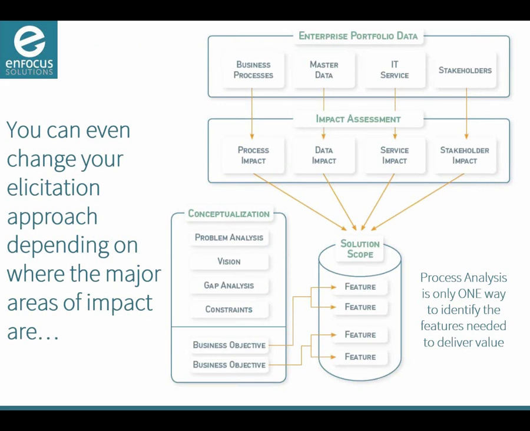So think about it from this perspective. You've got a certain number of impacts. It could be a process impact or a data impact or a service impact or a stakeholder impact, etc. All of these are impacts. Well, let's start with the biggies. Maybe this is a stakeholder impact. The biggest thing here is that we're trying to change stakeholder behavior. We're not really trying to change the process per se. We're trying to change the stakeholder behavior.